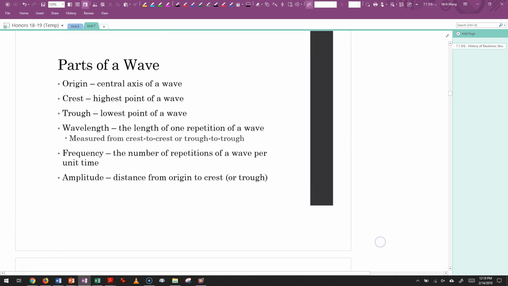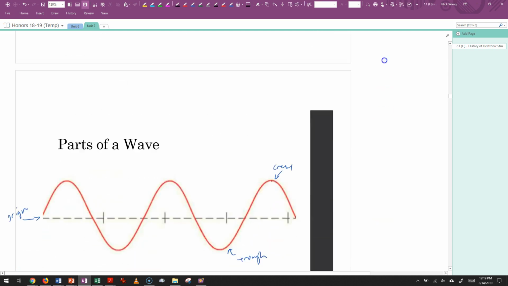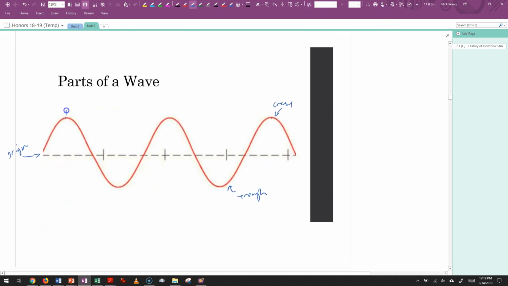Two other terms here are wavelength and frequency. These two are very often combined whenever you discuss them. The wavelength is the length of one repetition of a wave. So it's measured from crest to crest or trough to trough. Either way, wherever you see the repetition occur, that will be considered the wavelength. Let's illustrate that here. From here to here, this is a crest to another crest. That is the wavelength, and we'll label that wavelength.